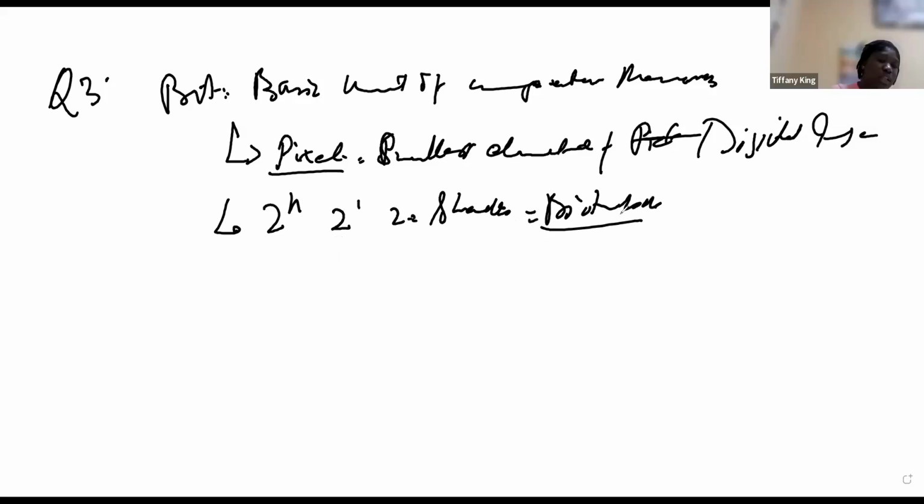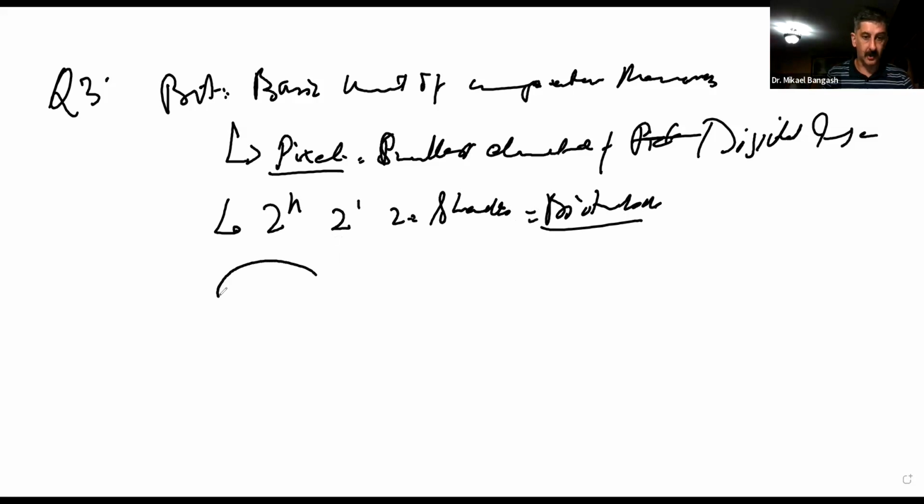Yes, it is a component of a digital scan converter, because it has to convert from analog to digital. So all those 3 are true, and we can say 8 bits makes up a byte. Right? 8 bits was what we call a byte.